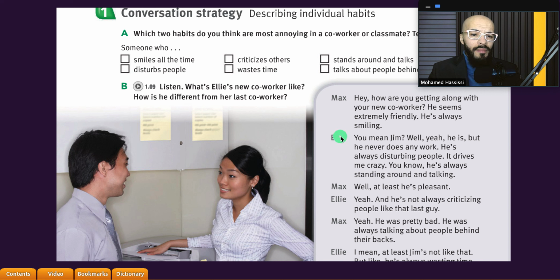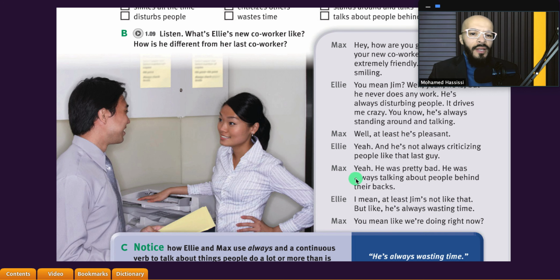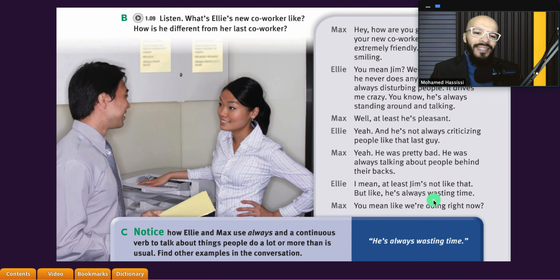You mean Jim? Well, yeah, he is. But he never does any work. He's always disturbing people. It drives me crazy, you know? He's always standing around and talking. Yeah, and he's not always criticizing people like that last guy. I mean, at least Jim's not like that, but like, he's always wasting time.